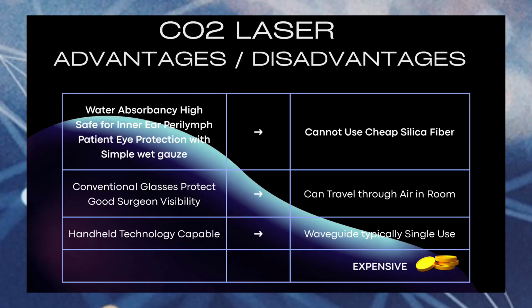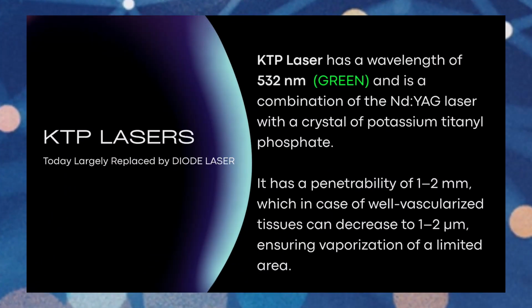Now, as I mentioned a few of these already, the non-CO2 systems can use a very cheap silica fiber. These can be produced for very little money and sold, of course, at an unreasonably increased price in most Western countries, but they're very cheap products. I mentioned this already about traveling through the air and the fact that they're single use. So we've covered most of this slide already. Now, one of the earliest fibers that I used was a KTP, and a KTP was green.